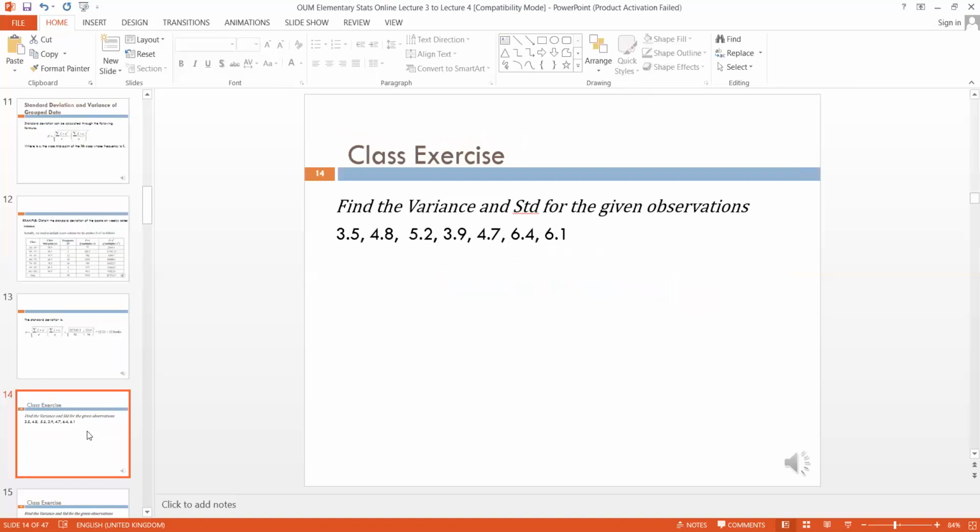Okay, so we have an example here. We are to find the standard deviation for the given observations. Can you try that quickly for me? You are to find the standard deviation for the given observations. Can we try it? A class exercise for some marks. So give it a try.